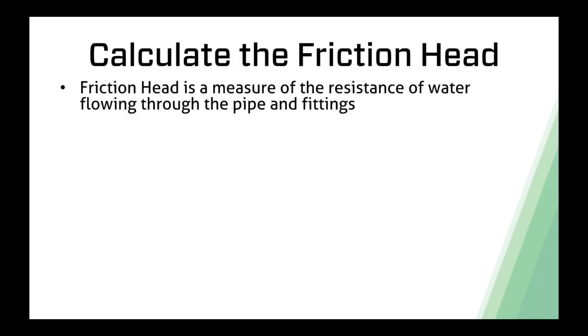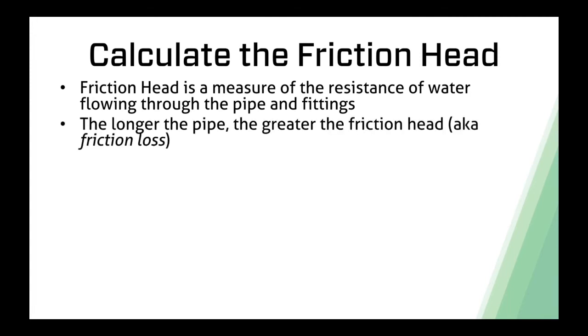The next step that we have is to calculate the friction head. So let's talk about what friction head is. Friction is a measure of the resistance that the water has as it moves through the pipe and the fittings. And you can think about it this way. I guess first, the longer the pipe that you have, the greater the friction head.